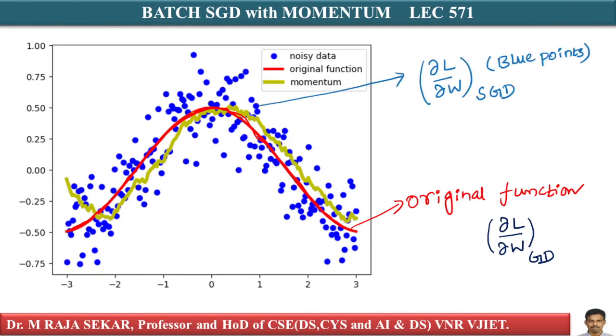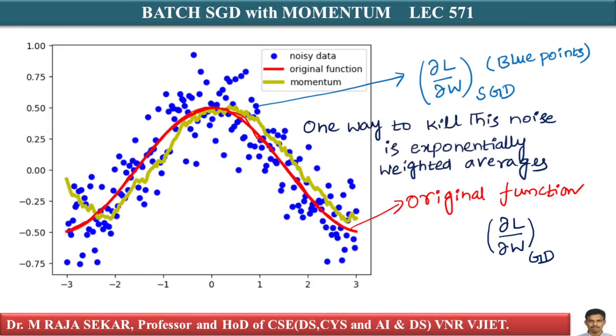You can think of the blue ones as derivatives that we get with the help of stochastic gradient descent. So the blue ones are very noisy, isn't it? That is dou L by dou W with the stochastic gradient. So one way to kill this noise is something called exponentially weighted averages, which is exactly what we saw right now, isn't it?